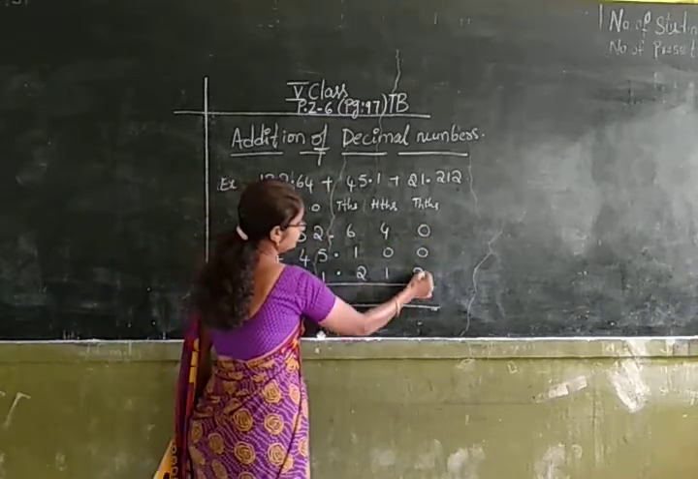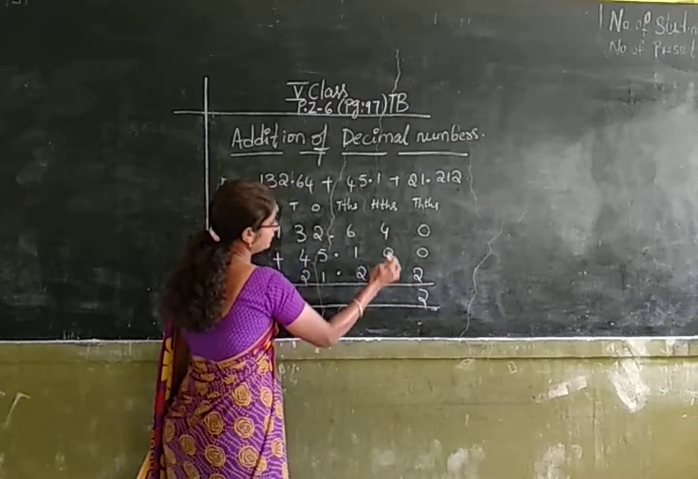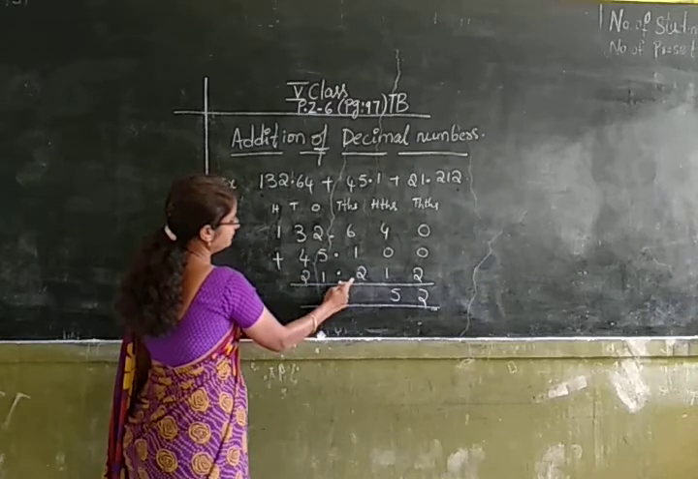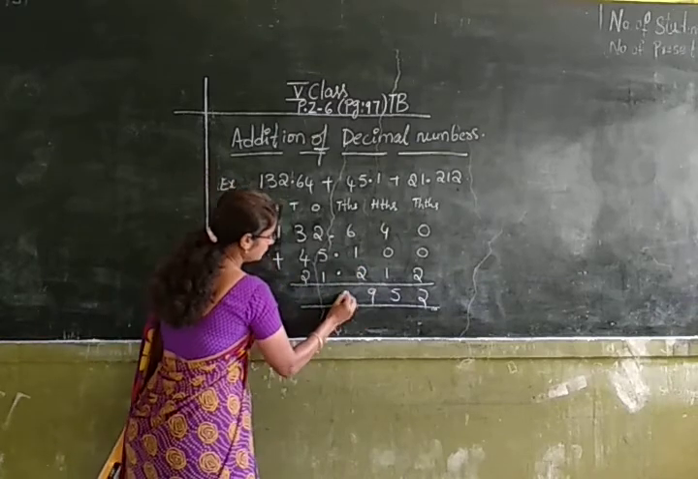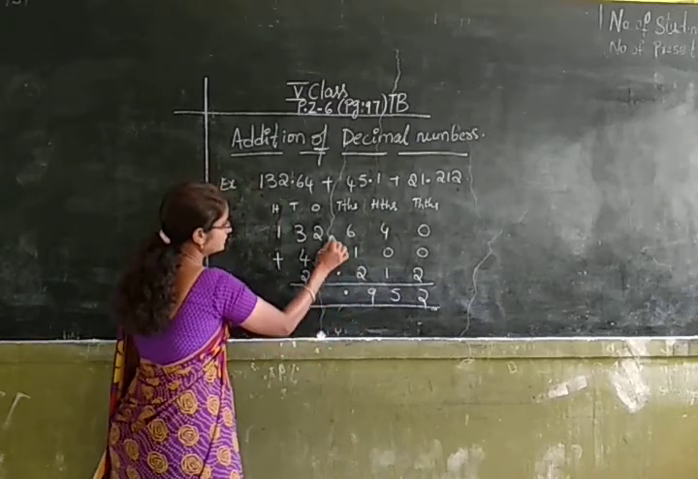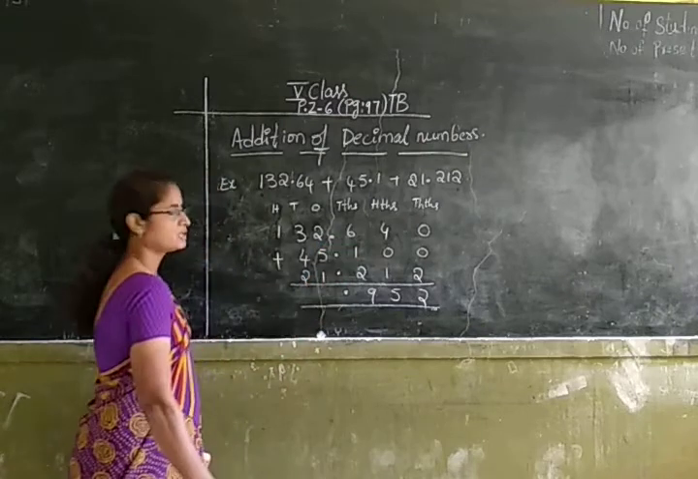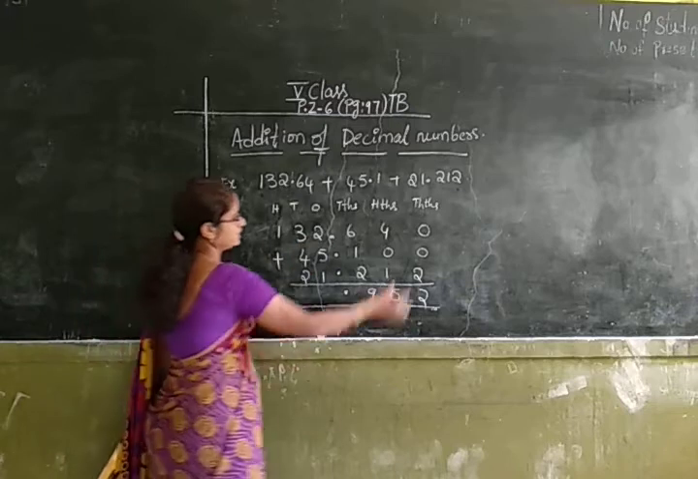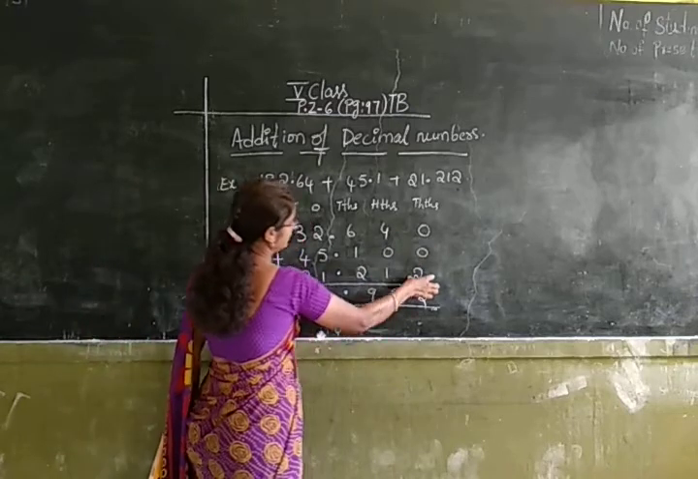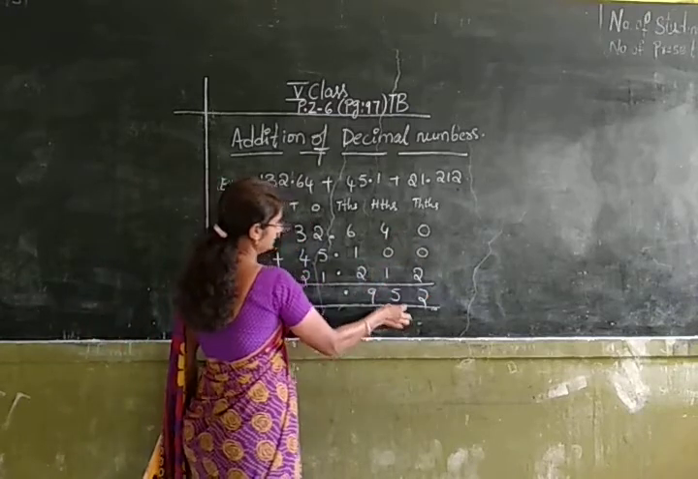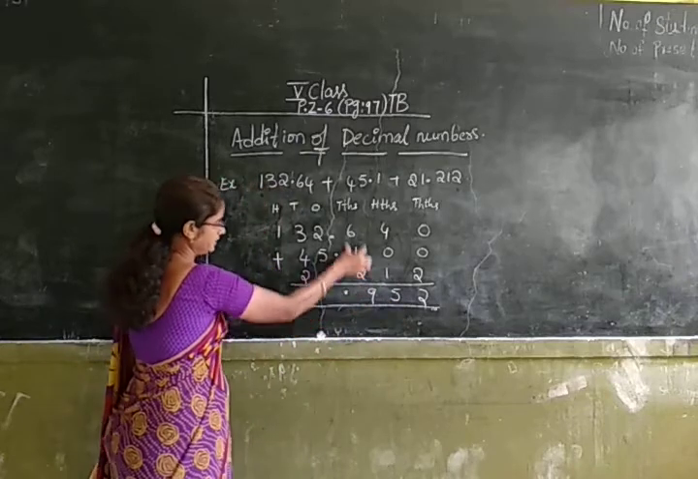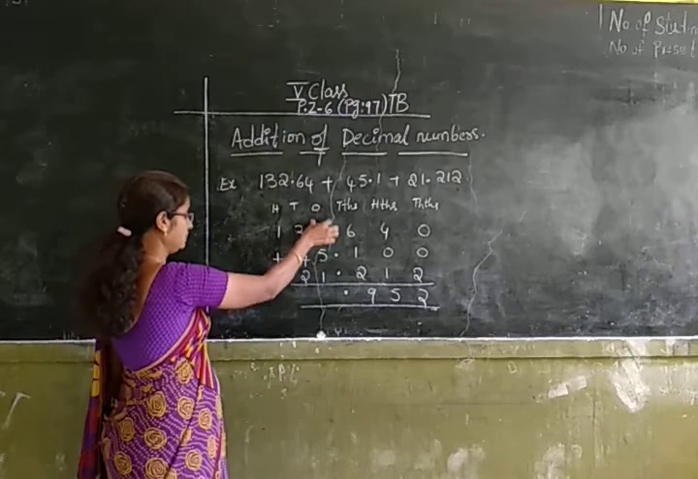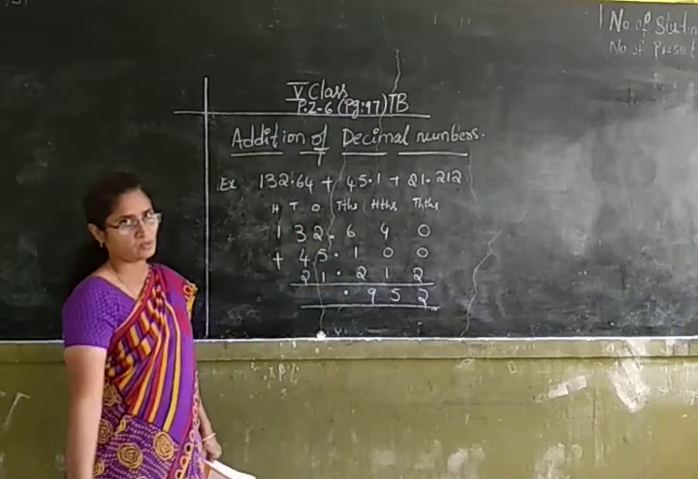So 0 plus 2 is 2 and 4 plus 1 is 5. 6 plus 1 is 7 and 7 plus 2 is 9. You have to place a decimal point because there is a decimal point here. Then you have to add the numbers in ones place. First I have added the numbers in thousands place. Then I have added the numbers in hundreds place. Then I have added the numbers in tens place. After adding the numbers in tens place, we have to add the numbers in ones place.